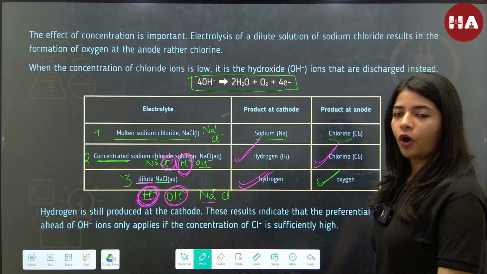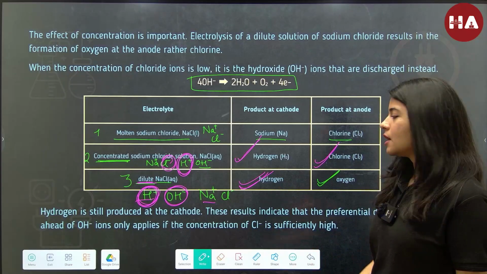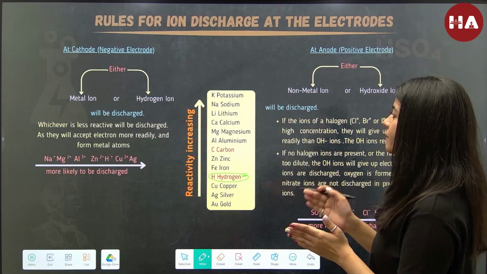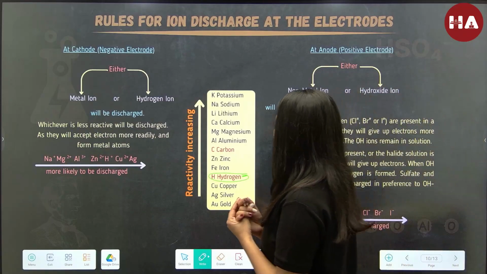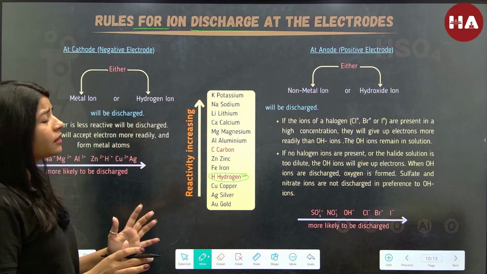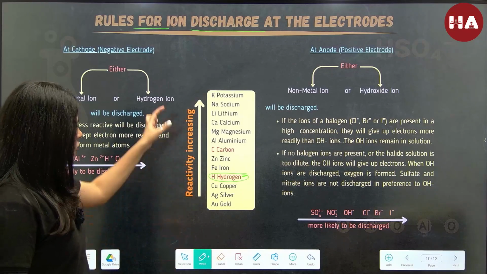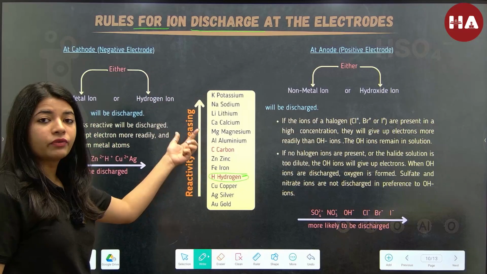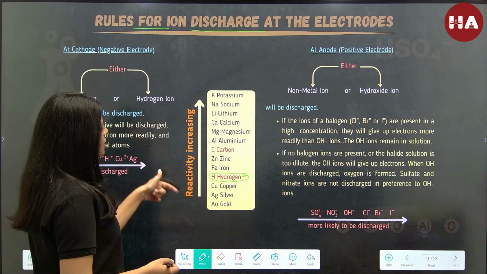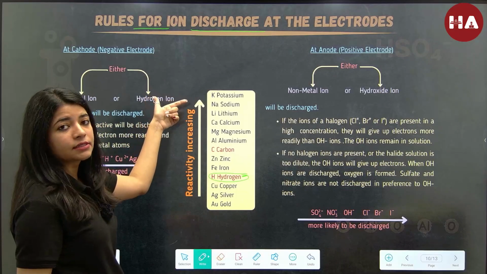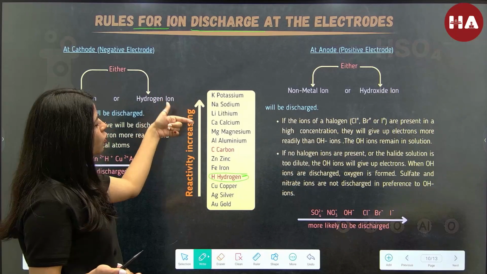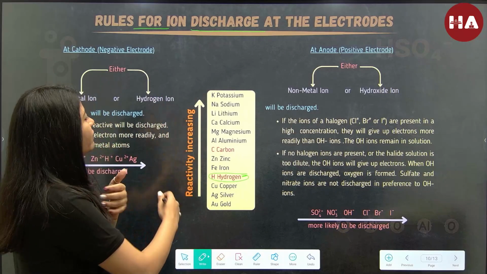Okay, now let's move on. Let's understand a few rules with which we can determine which ion will move towards the cathode and which one will move towards the anode. So here we are doing the rules for ion discharge at the electrodes. Before that, we should know what the reactivity series is. It is the arrangement of metals showing increasing or decreasing order of their reactivity. As we go above, the reactivity increases. So I can say that potassium is more reactive than lithium, or potassium is more reactive than magnesium, right? Now how do we learn this reactivity series?